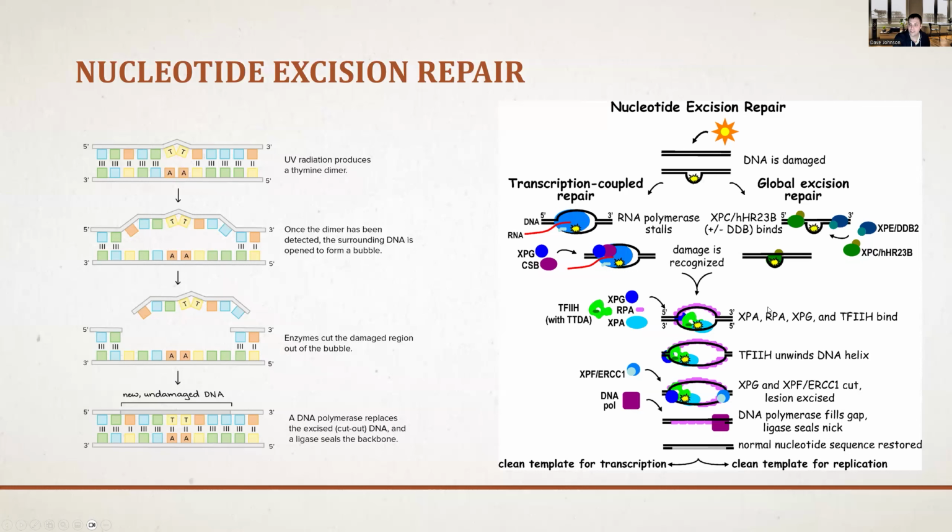If this was detected during the replication process, say, for example, DNA polymerase goes, hey, I can't base pair these T's because they're dimerized. Either way, depending on how you detect it, this comes in and we get a clean template for replication or a clean template for transcription, depending on which process we are going through.